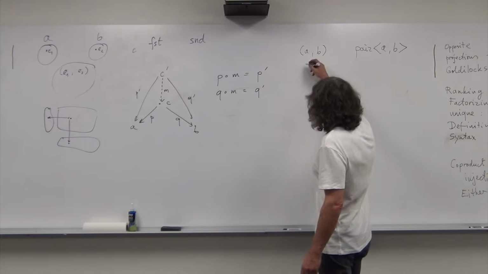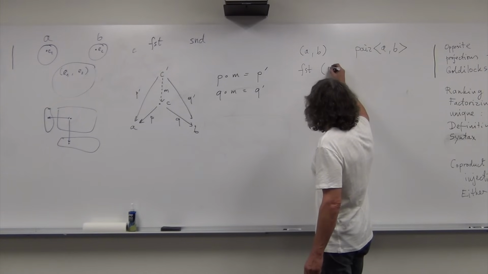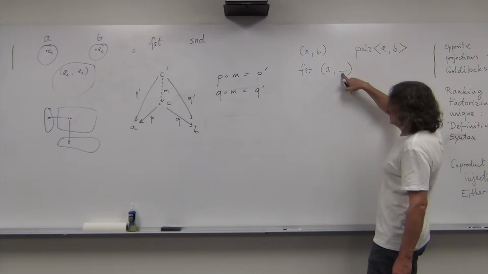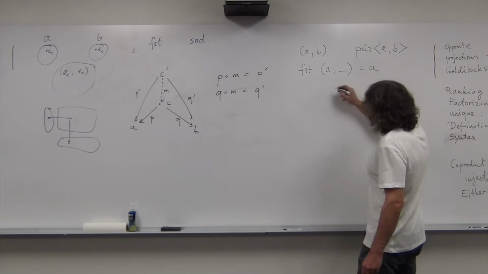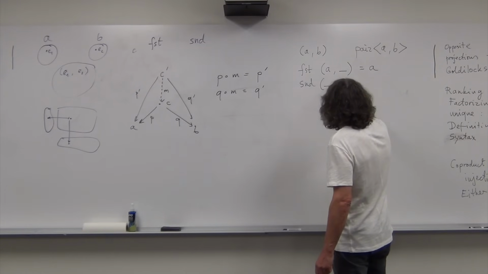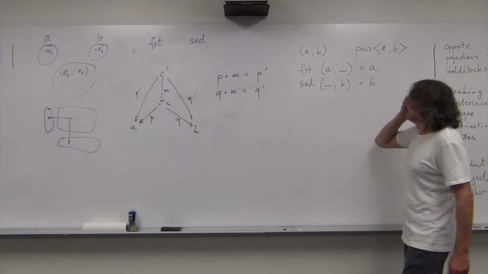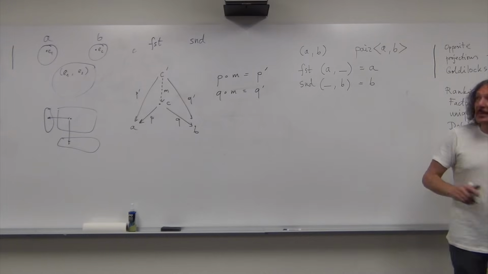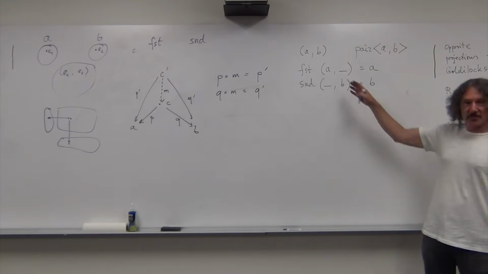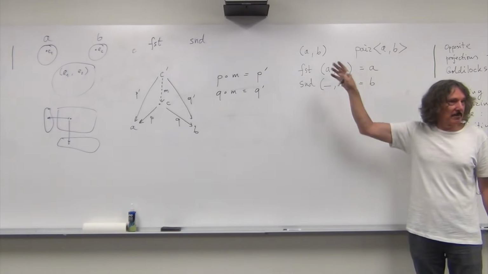And we have these two functions. First, which takes a pair A, and we don't care what this is, it's like a wildcard here, and returns A. And second, takes a wildcard here that doesn't matter, B, and returns B. So it picks the first component, and this one picks the second component of a pair. And this is the real product. That's the good one. Okay?